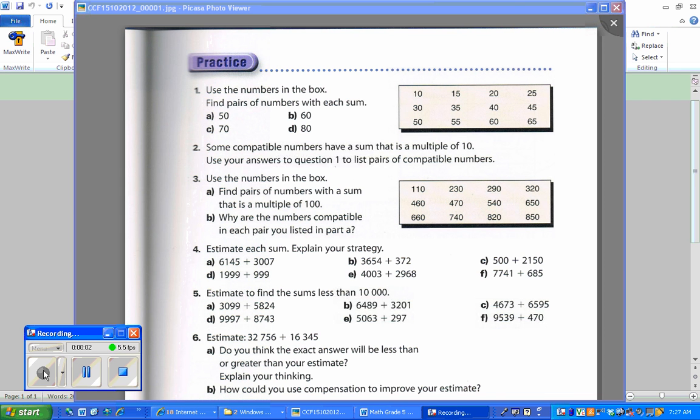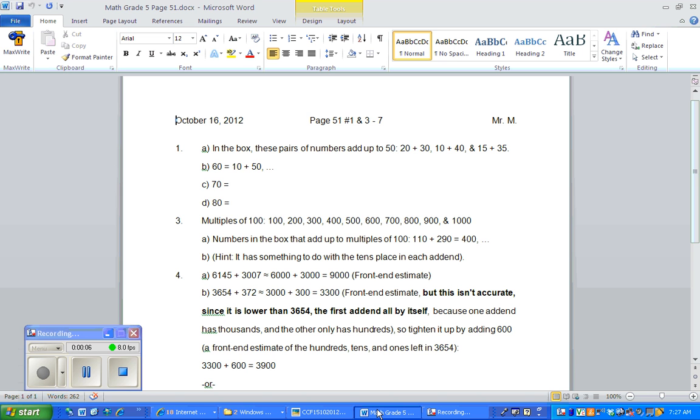Good morning, Grade Fives. You are going to do page 51 today, numbers 1 and numbers 3, 4, 5, 6, and 7. I've written that at the top of the page as page 51, number 1, and 3 to 7.